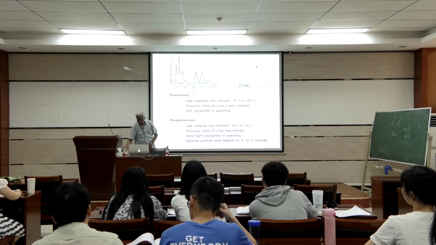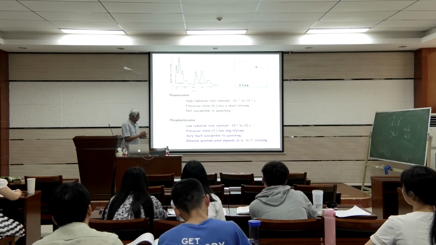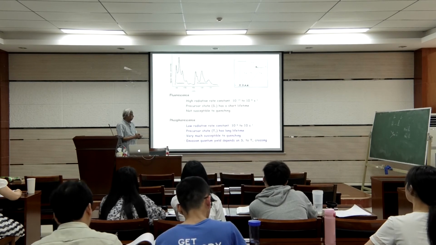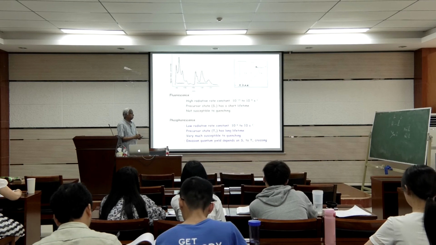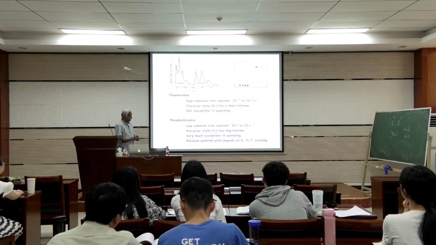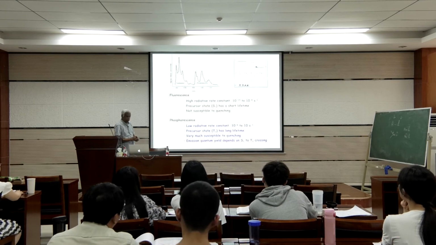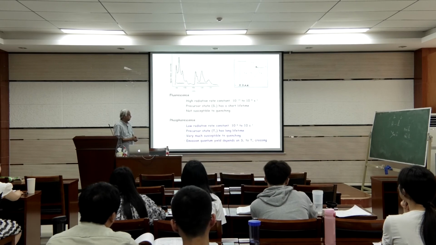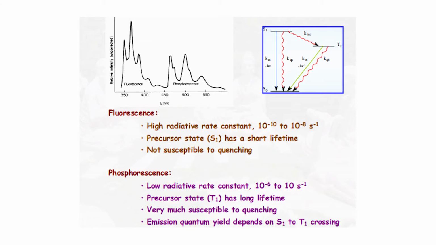So for example, here the phosphorescence rate constant is small, and the lifetime is long, and long means bad news, because the longer the lifetime, the more easily it can be quenched. There is no phosphorescence, and the emission quantum yield depends upon singlet-triplet crossing, that is also slow. All these things, everything is bad. So, if everything is bad, how do you make it good? That is the goal.